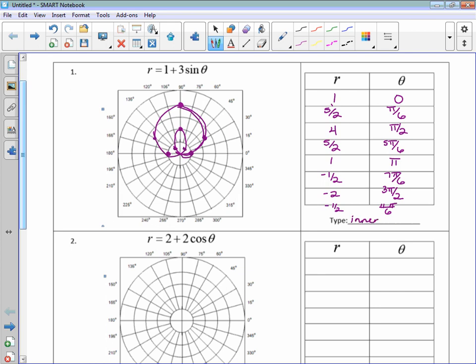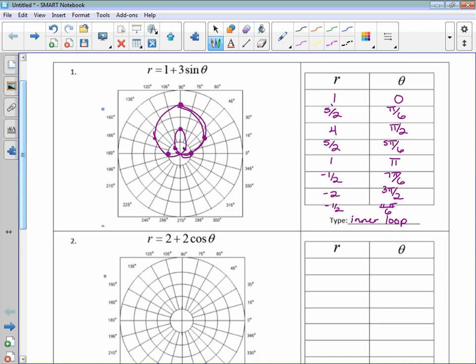So your type, that is an inner loop. And guys, when we get done with all of the types of limacons, then I'll show you the rules. It's very simple to tell if it's an inner loop, a cardioid, a convex, or a different one. Okay. All right. Questions on the first one?